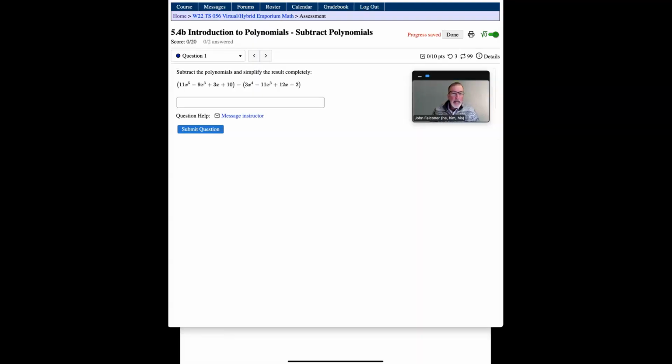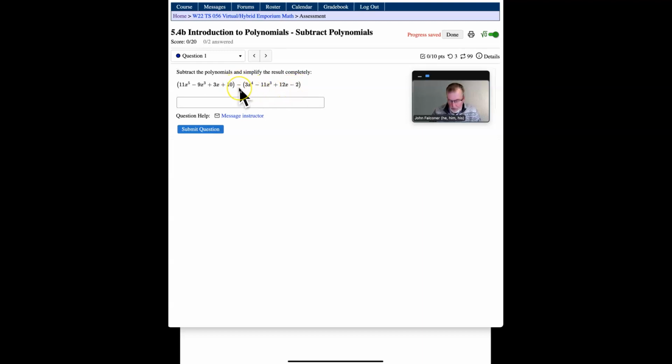Hello, everybody. Let's take a look at Unit 5.4b, which is subtracting polynomials. This is similar to the one we just completed in 5.4a. We've got this polynomial, which has 4 terms, and we are subtracting this second polynomial, which also has 4 terms.